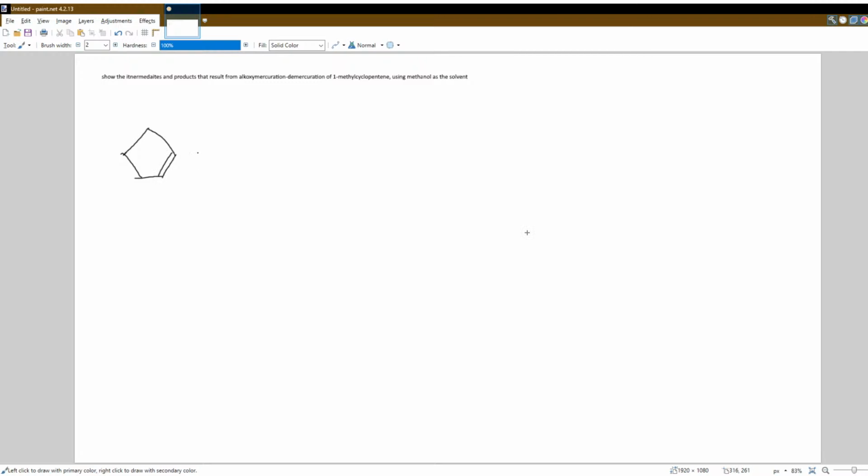1-methylcyclopentene is like this. And then we add HgOAc. I think there's a lone pair right there or something. No. Goes like this, like that. And then we end up getting a thing like this. Alright, so far so good.